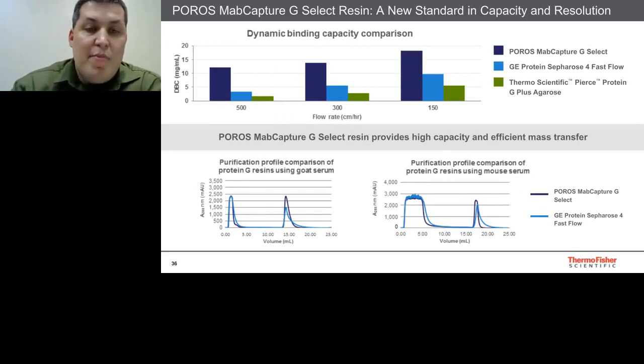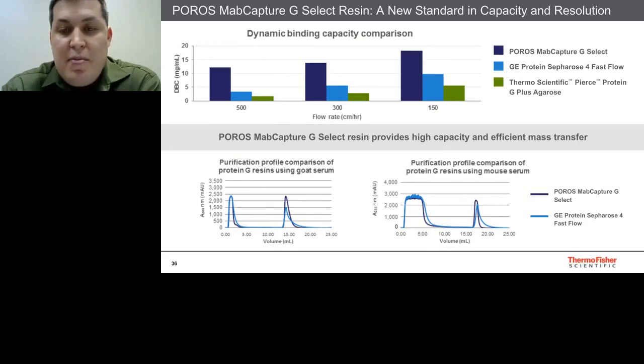The top graph shows dynamic binding capacity using human IgG for the new Poros MabCapture G Select as compared to the leading protein G resin in the market, Protein G Sepharose 4 Fast Flow, and our historic Protein G Plus Agarose resins. MabCapture G Select maintains close to double the binding capacity when compared to Protein G Sepharose 4 Fast Flow and maintains binding capacity over a wide range of flow rates.